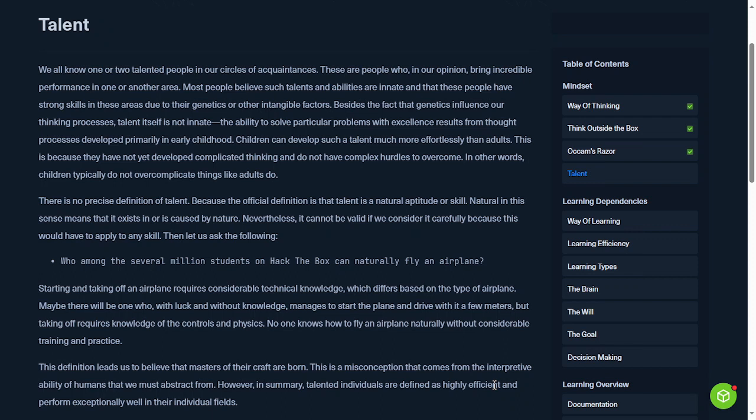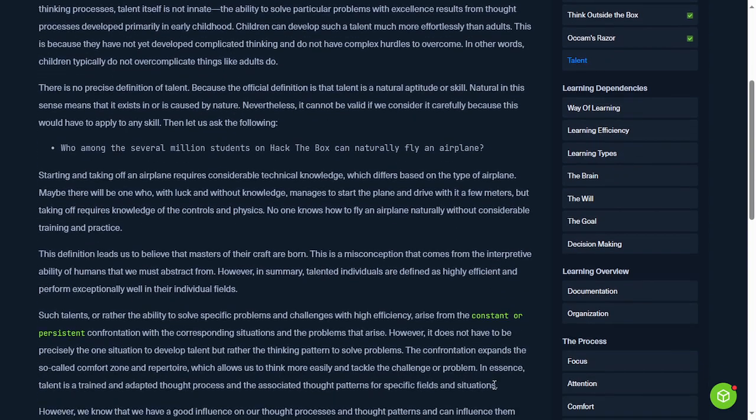Besides the fact that genetics influence our thinking processes, talent itself is not innate. The ability to solve particular problems with excellence results from thought processes developed primarily in early childhood. Children can develop such a talent much more effortlessly than adults. This is because they have not yet developed complicated thinking and do not have complex hurdles to overcome. In other words, children typically do not overcomplicate things like adults do.